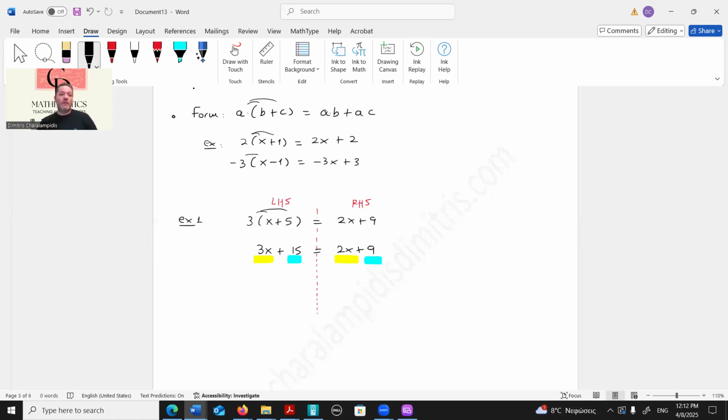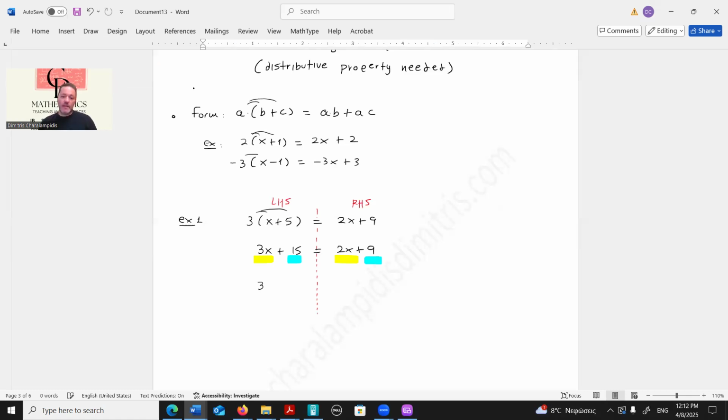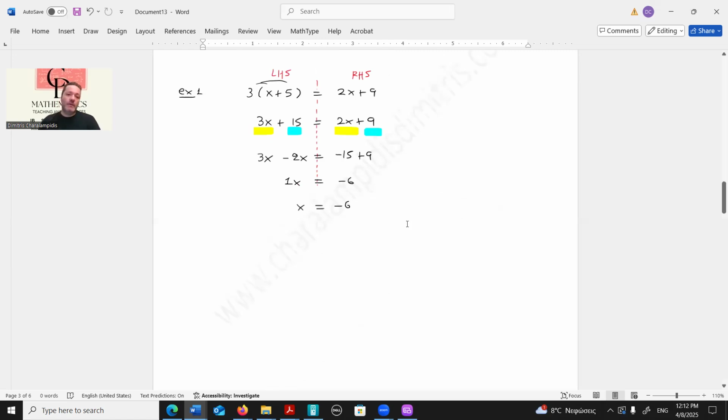So I need to gather all yellow parts at the left. 3x was already there, so nothing will change. 2x, however, it should move from the right to the left, which means that its sign should be different. It should be minus 2x. 15 should move from the left to the right, so it should be minus 15 plus 9. 3x minus 2x is 1x equals negative 6. And there you are. You have your answer. 1x is the same as x. X is negative 6. Let's see another example.